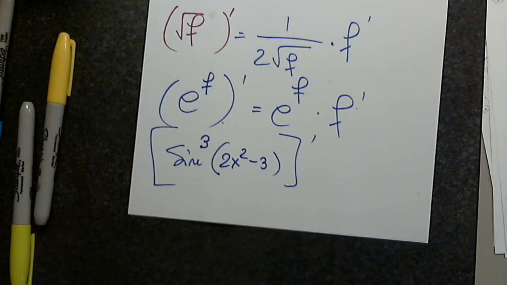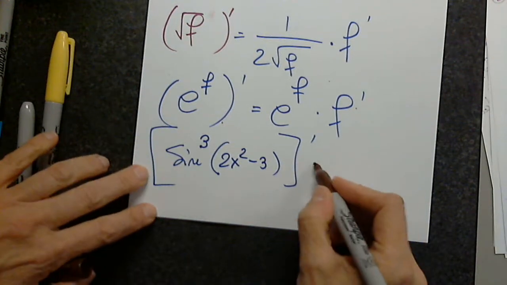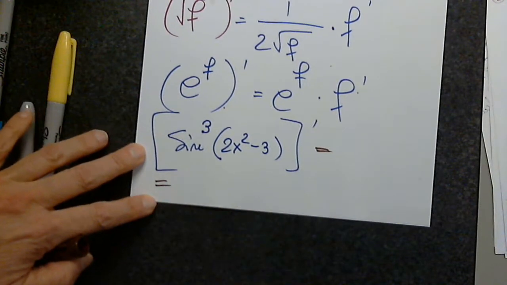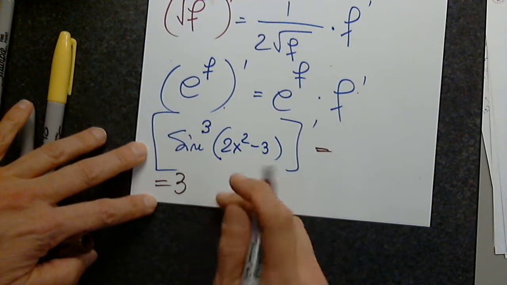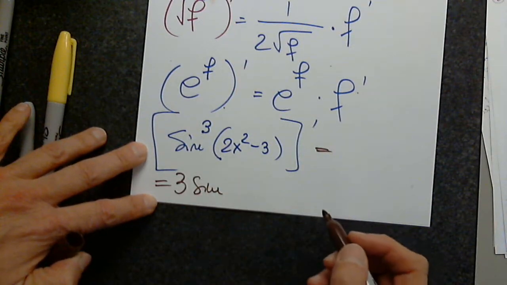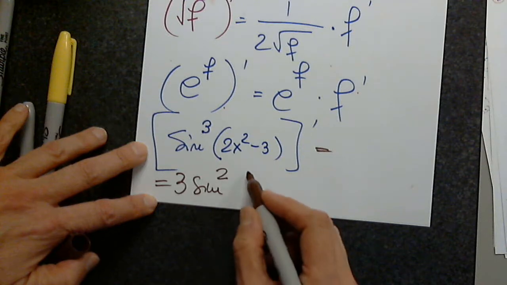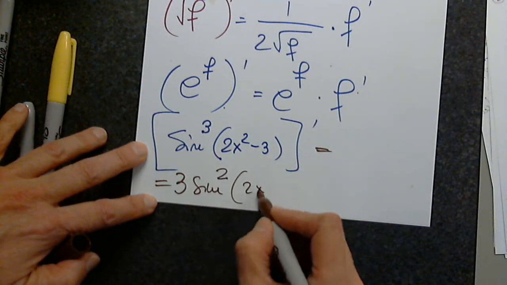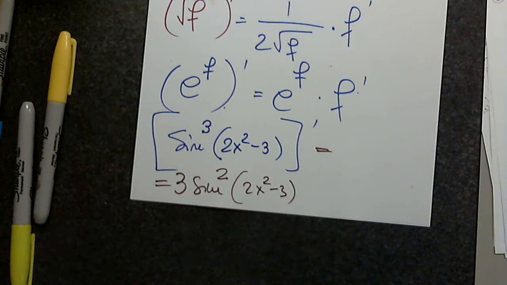So they have to be in this exact order: the outer, the inner, and then the innermost. The outer prime, the inner prime, and the innermost prime. I'm ready when you're ready. Three. Yes. Times 4x. Hold on. Three sine. Yes. Very good. For now, we only differentiated the power.